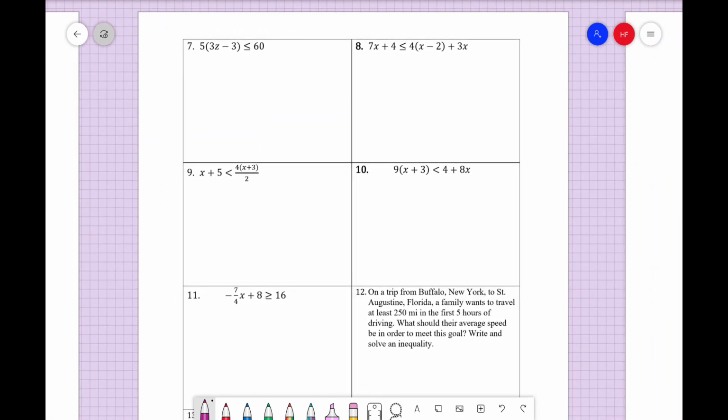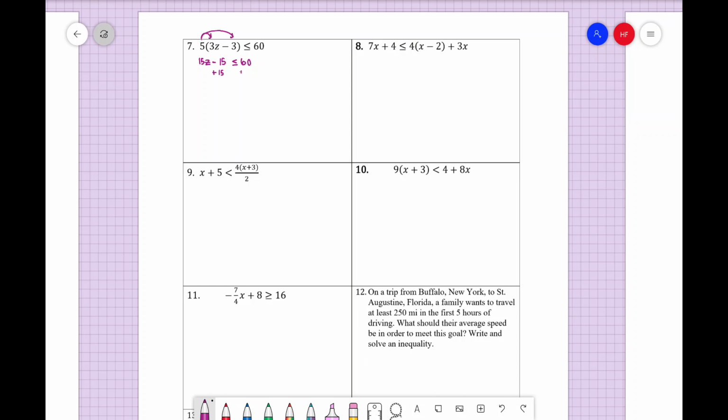So now number 7, we're going to distribute this 5. 5 times 3z, 5 times 3 is 15, keep the z on it. 5 times negative 3, negative 15, less than or equal to 60.